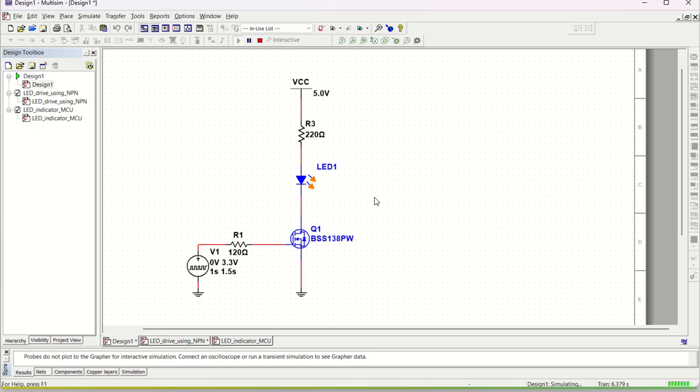I hope you have enjoyed this, how to drive an LED through a MOSFET or a transistor very simply by giving your input signal or varying your input signal. If you do have any questions regarding LED driving in circuit design simulators, you can put down your questions in the comment box and we shall be able to answer you. Thank you.